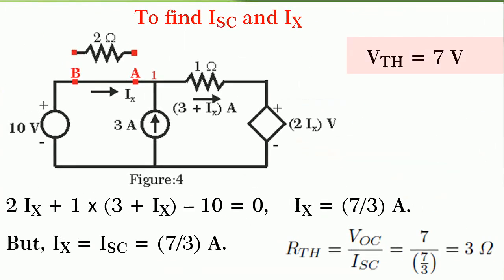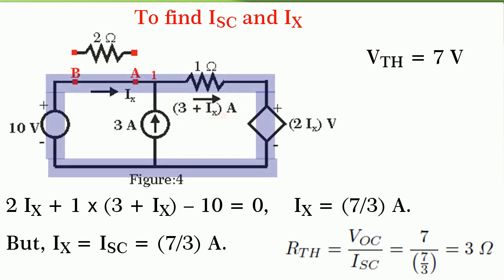Friends, the result obtained for V Thevenin is equal to 7 volts is reproduced here. To find ISC, let us short circuit the terminals A and B as shown in figure 4. Now, the network has a dependent source and hence we have to use procedure 2 to find R Thevenin. Let us decide to use branch current method. By applying the Kirchhoff's current law to junction node 1, we see that the current in 1 ohm resistance we get equal to 3 plus Ix amperes.